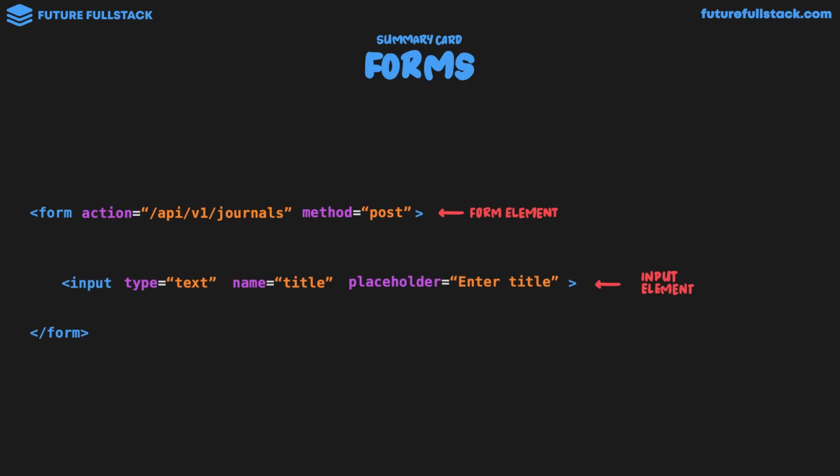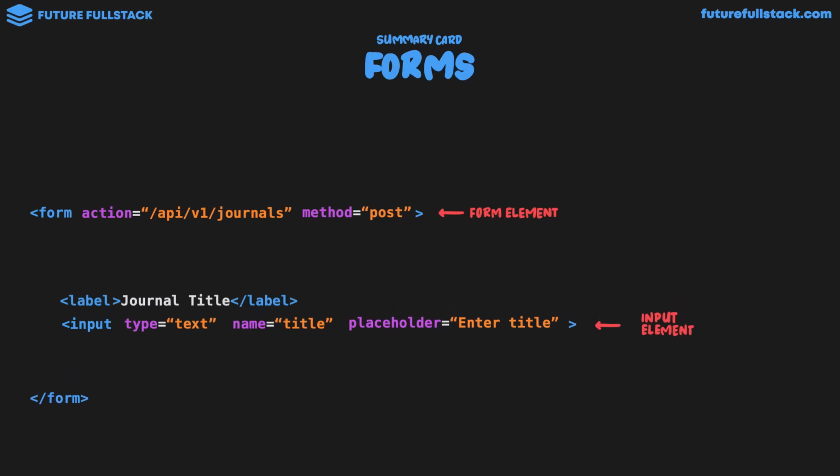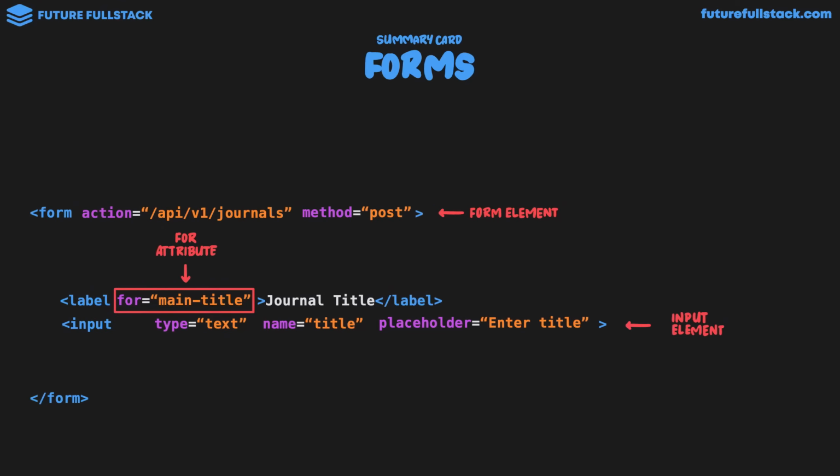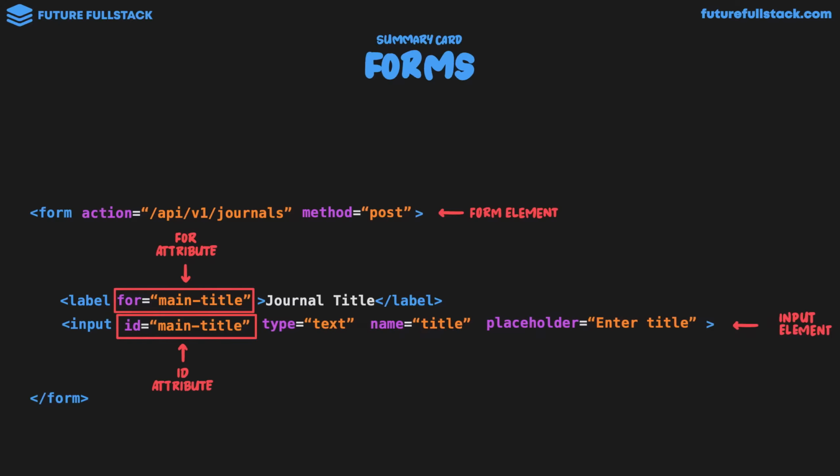So in this chapter, we learned about the label element, which was made up of a label opening and closing tag, wrapping the label text. The label text had the for attribute, which was used to connect to the respective input. To make this work, the input needed an ID attribute with the same value. In this case, main title. Doing this connects the label and input elements.